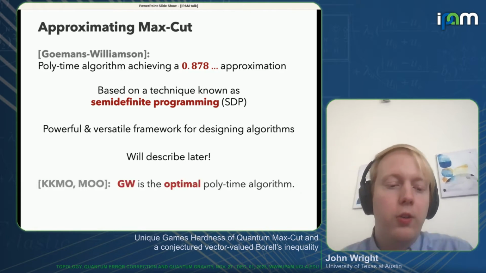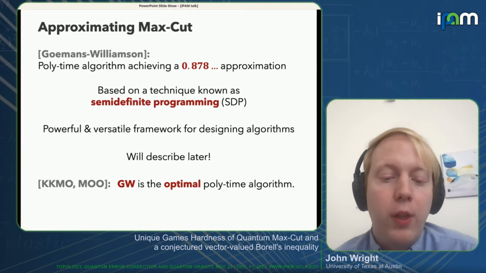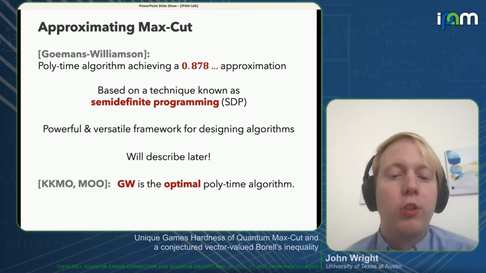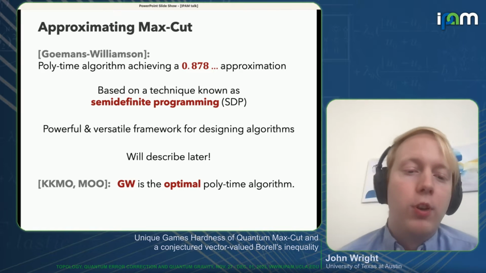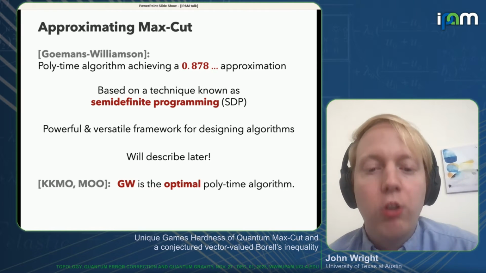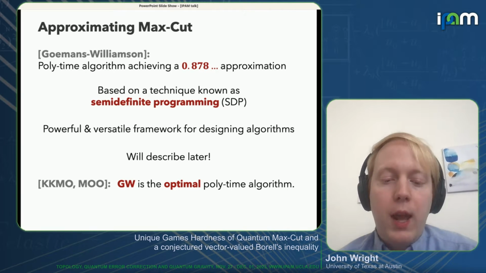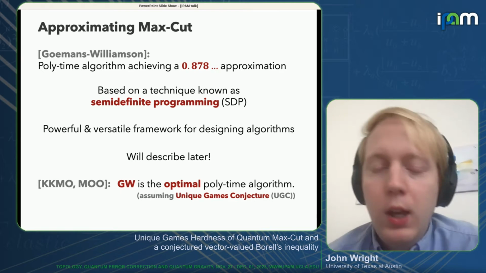Follow-up work by Khot, Kindler, Mossel, and O'Donnell, and then Mossel, Oleszkiewicz, and O'Donnell, showed that this Goemans-Williamson algorithm is actually the optimal polynomial time approximation algorithm for max cut. So any polynomial time approximation algorithm will get an approximation ratio which is 0.878 or worse. Except one caveat, they assumed something called the unique games conjecture, or the UGC.